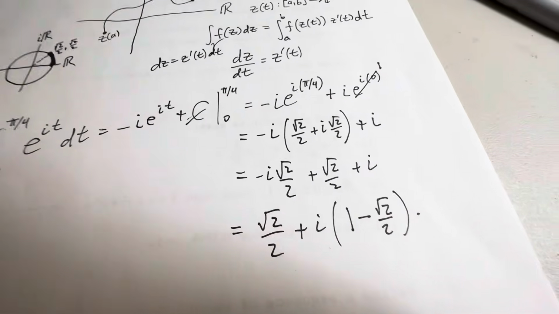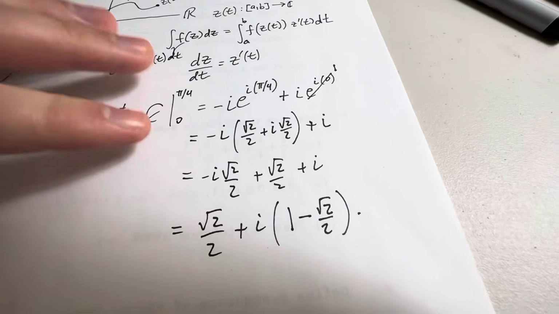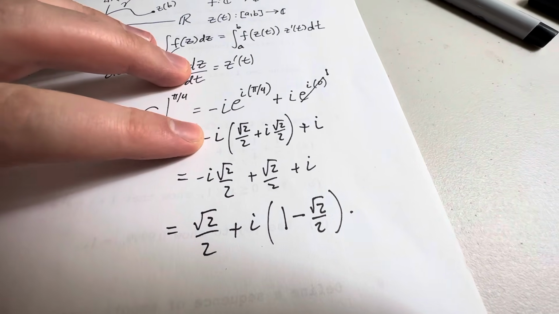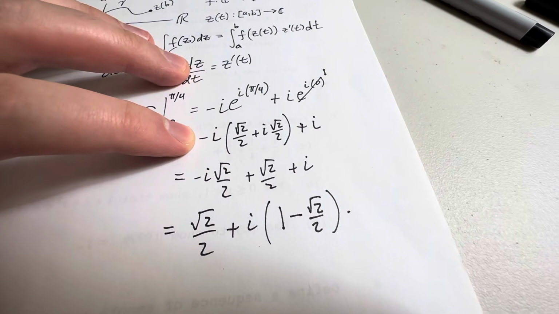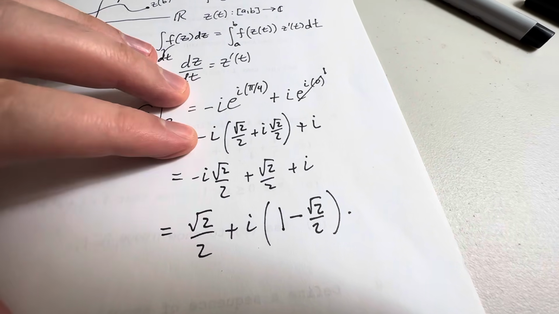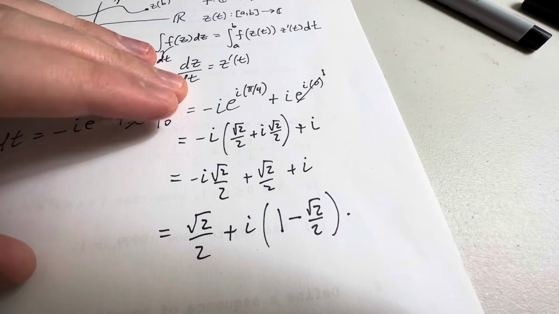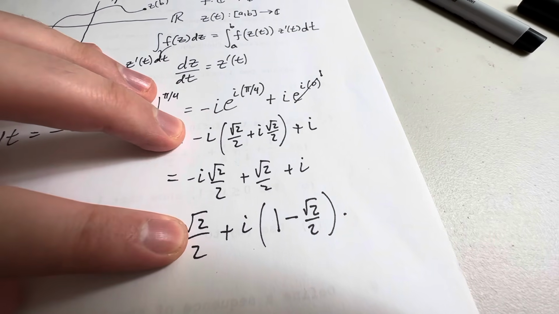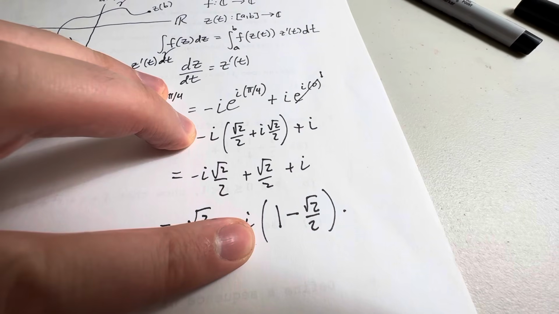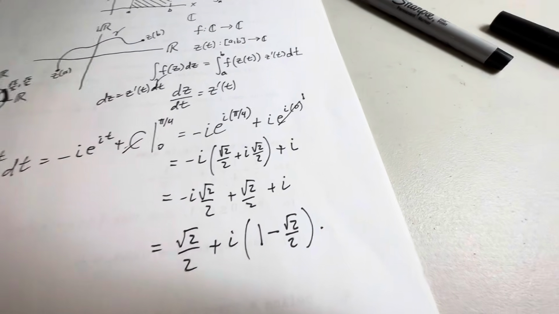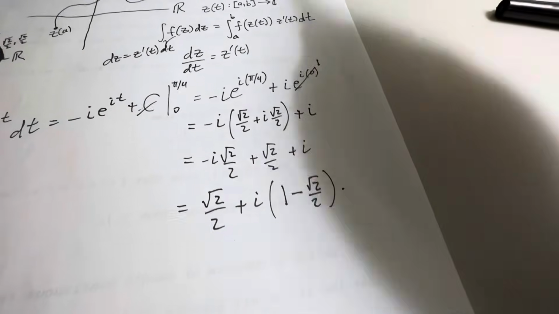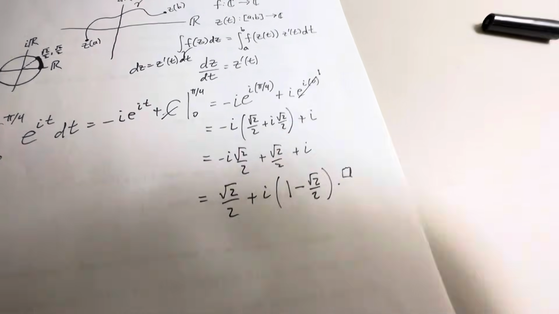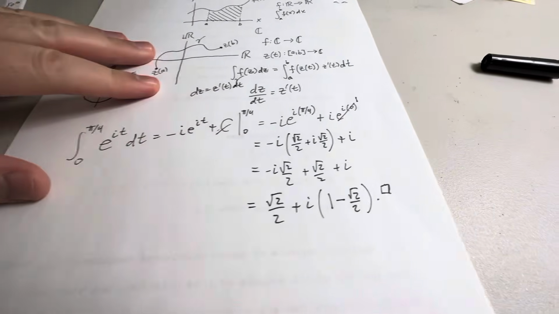So let me double check my work to make sure I didn't mess anything up. I tend to do that a lot these days, just screw up everything. So the negative i retains, and then the negative i times i gives me a positive 1. So that makes sense. And then I combine real parts, and then I combine imaginary parts. So it looks like I've done it correctly. I got this out of the Churchill Brown book, by the way. Easy example.